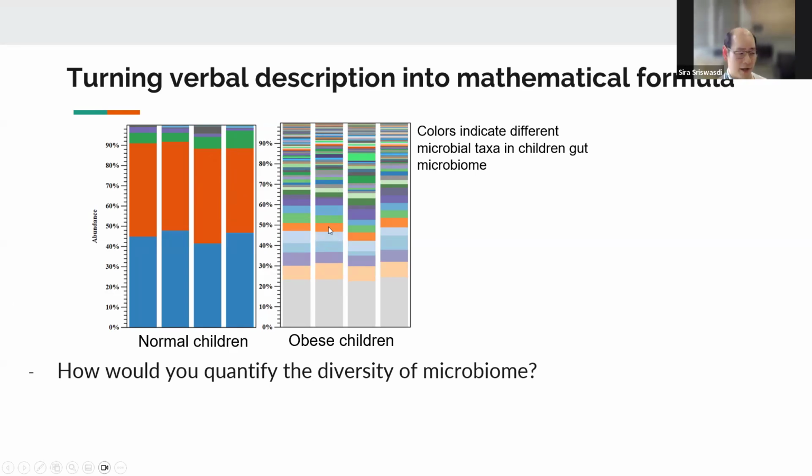So by eye, you can already see that the data are different. But the human eye is not reliable. So we want to be able to turn this data into some numbers that can distinguish normal children and obese children.